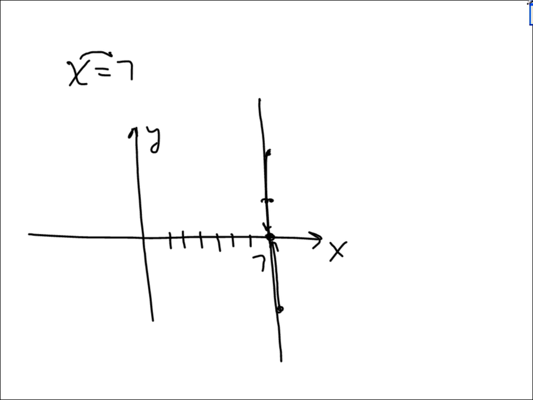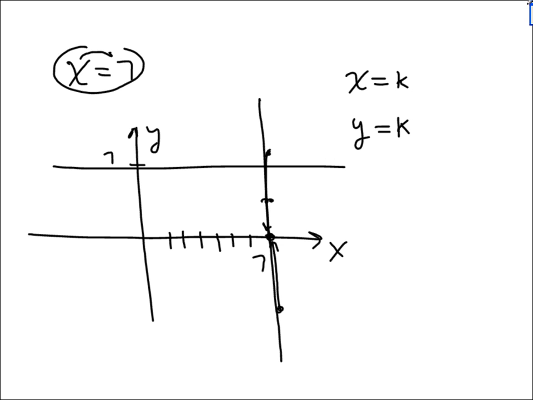It's a vertical line. What you need to take with you is that when you have x equals a constant or y is equal to a constant, one of these is vertical and one is horizontal. One of them is vertical and one is horizontal. If you think about it, x equals 7 is going to be this line or it's going to be that line. It's going to be one of them.